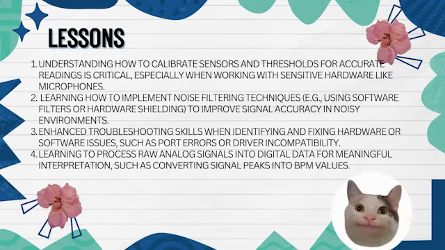First, understanding how to calibrate sensors and thresholds for accurate readings is critical, especially when working with sensitive hardware like microphones. Second, learning how to implement noise filtering techniques, for example, using software filters or hardware shielding to improve signal accuracy in noisy environments. Third, enhancing troubleshooting skills when identifying and fixing hardware or software issues, such as boot errors or driver incompatibility. And lastly, learning to process raw analog signals into digital data for meaningful interpretation, such as converting signal peaks into BPM values.